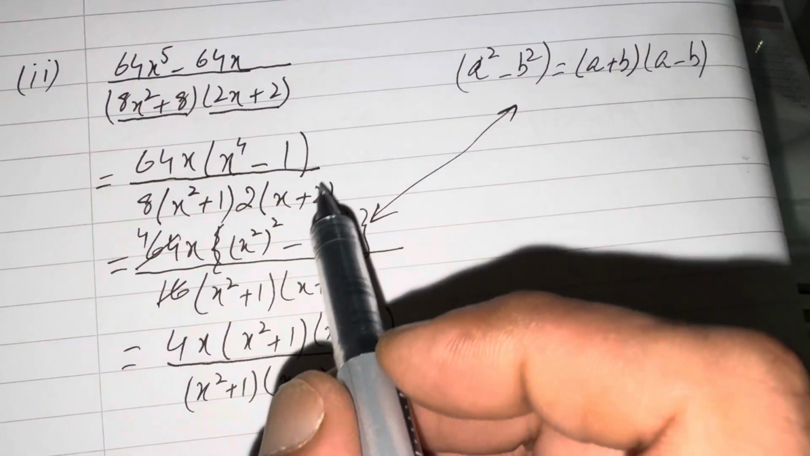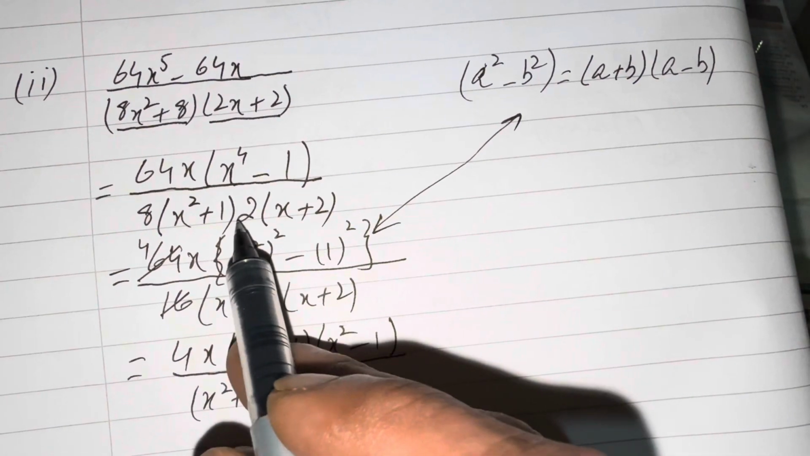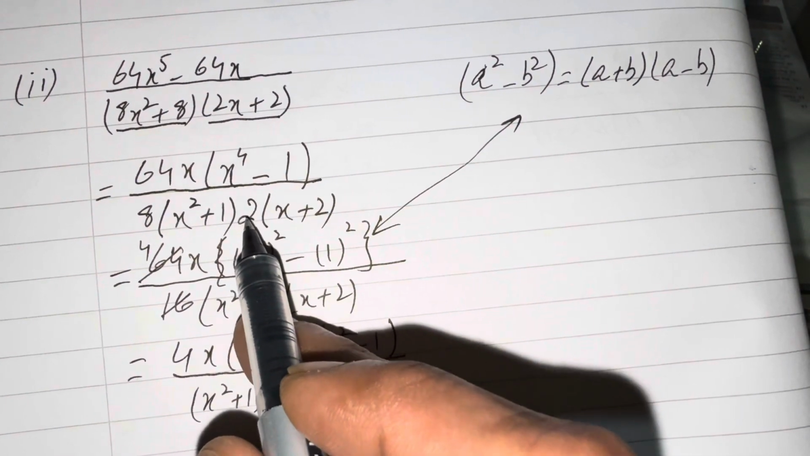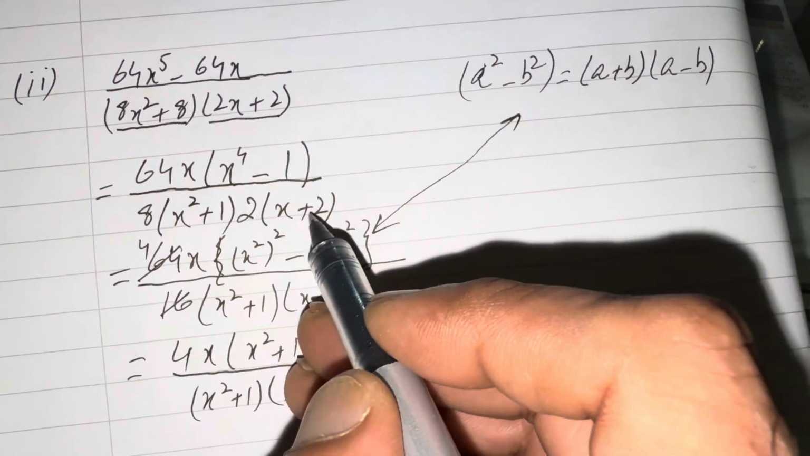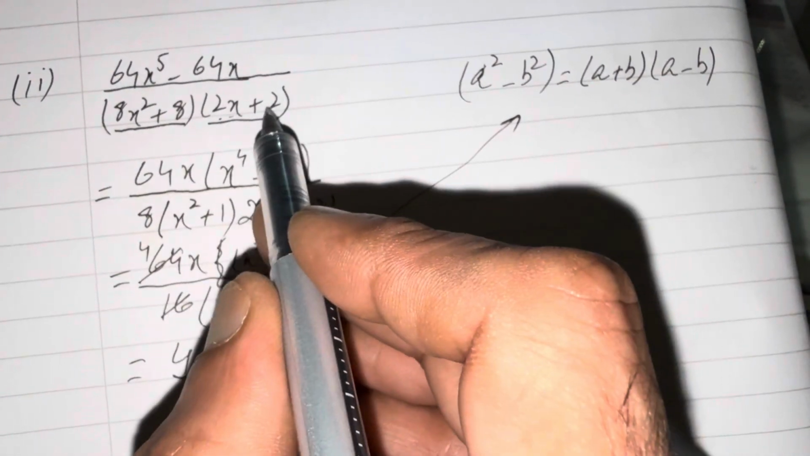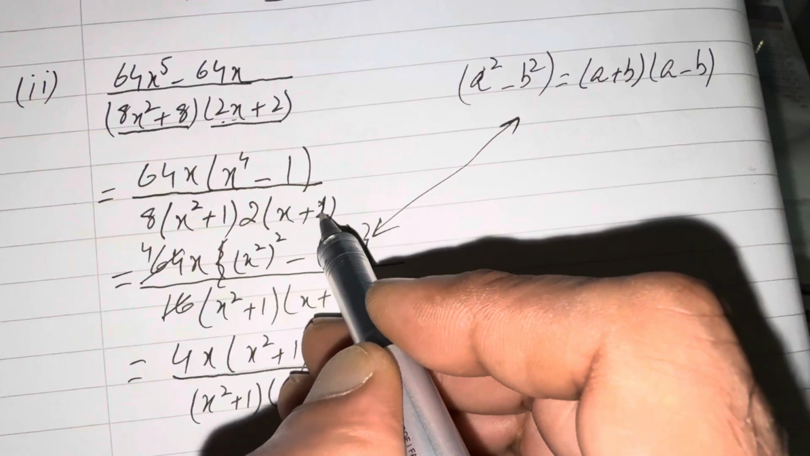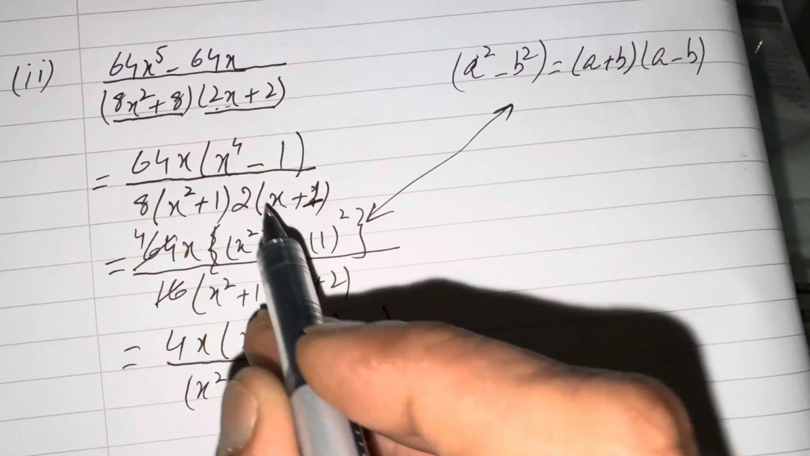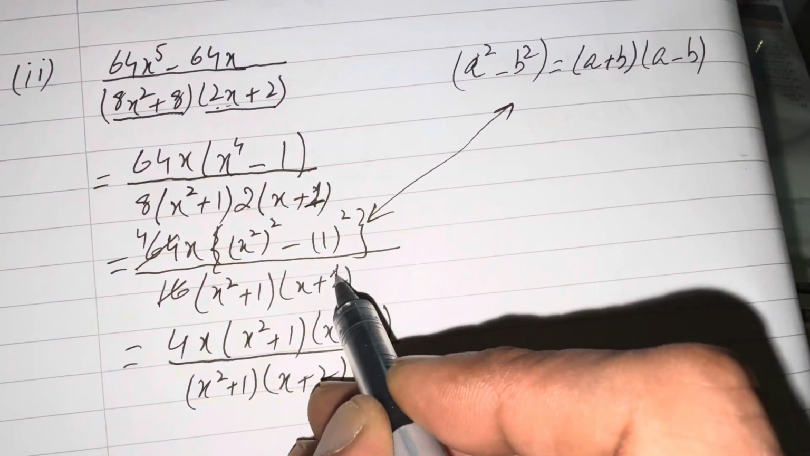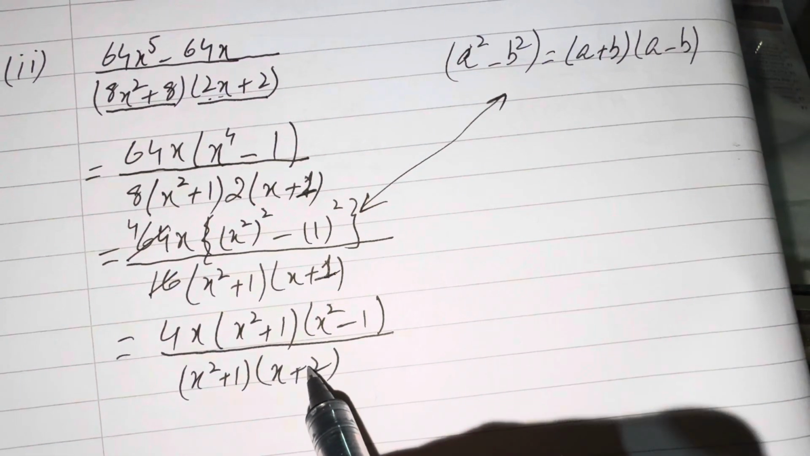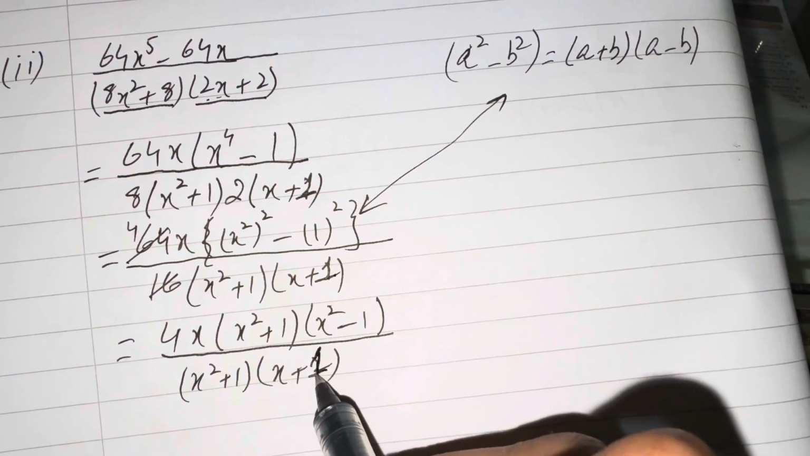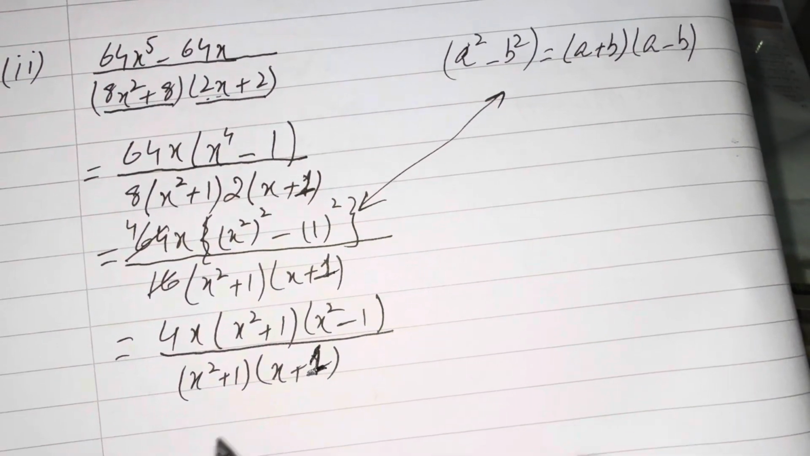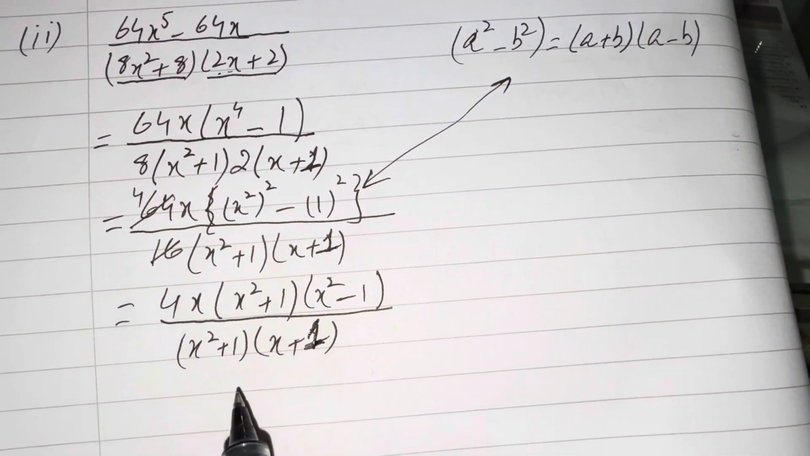I'm sorry that I've made a mistake over here. So when you take the 2 common from here, then x plus यहाँ पे 2 जब आपने कॉमन लिया तो यहाँ पे आपके पास 1 आ जाएगा. So इसी तरह यहाँ पे भी आपके पास 1 आ जाएगा और यहाँ पे भी आपके पास 1 आ जाएगा.